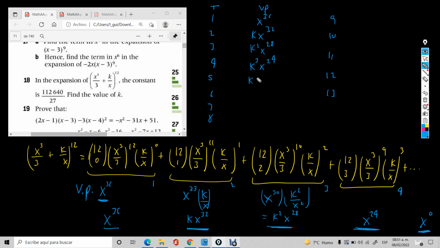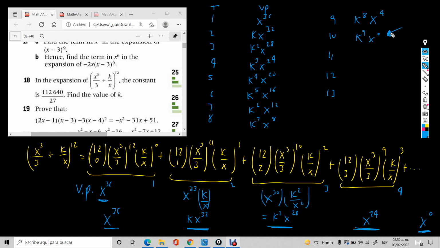So this one will be k to the 4, x to the 20, k to the 5, x to the 16, k to the 6, x to the 12, k to the 7, x to the 8, k to the 8, x to the 4, k to the 9, x to the 0.